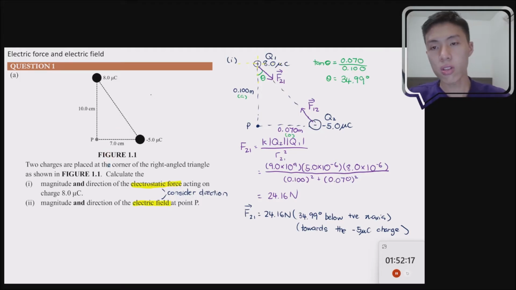To deal with this question, you need to know that for electric field, if it's produced by a positive charge, the electric field will have to point away from the positive charge that produced it. If it's a negative charge that produces the electric field, it will have to point towards the negative charge.